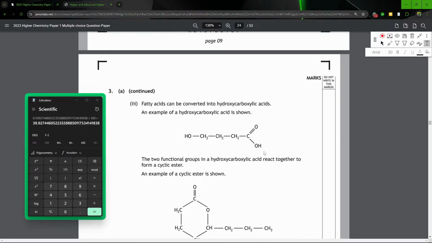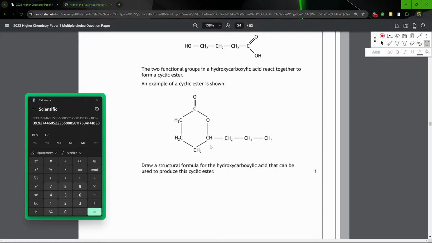Fatty acids can be converted into hydroxyl carboxylic acids. An example of a hydroxyl carboxylic acid is shown. The two functional groups in a hydroxyl carboxylic acid react together to form a cyclic ester. An example of a cyclic ester is as shown. Draw the structural formula for the hydroxyl carboxylic acid that can be used to produce a cyclic ester.